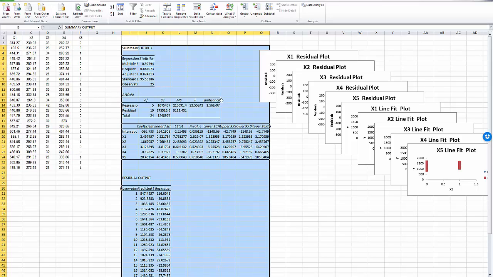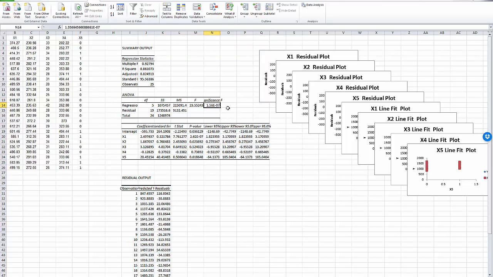This is the analysis of variance table. It tells me with a p-value of only 1.56 times 10 to the minus 7. That means I take the decimal point of my 1.56 and go backward 7 places. So it is definitely below 0.05.